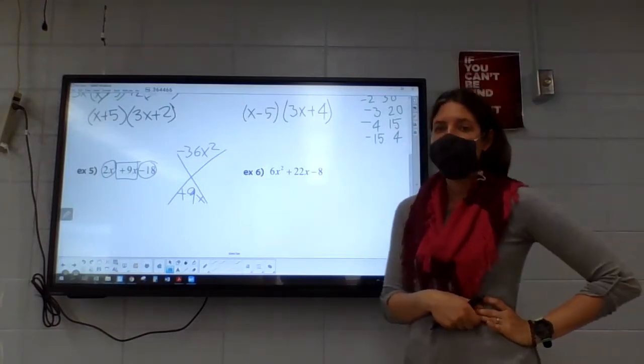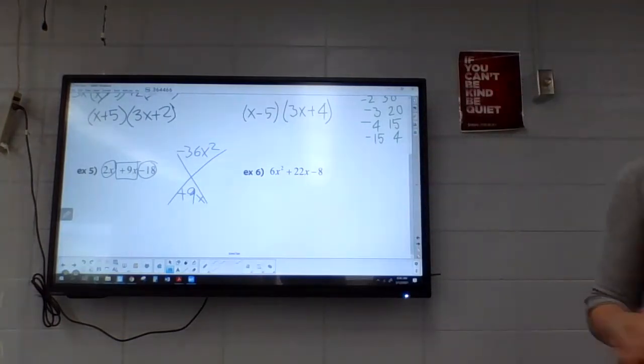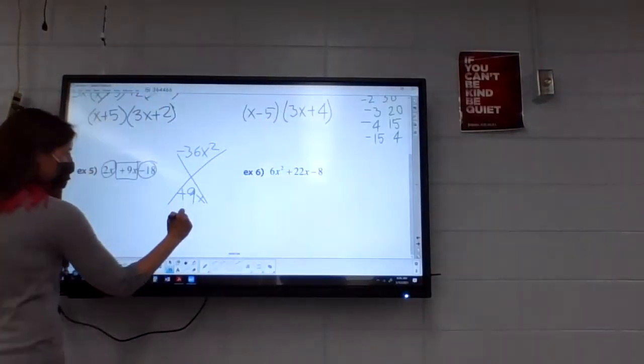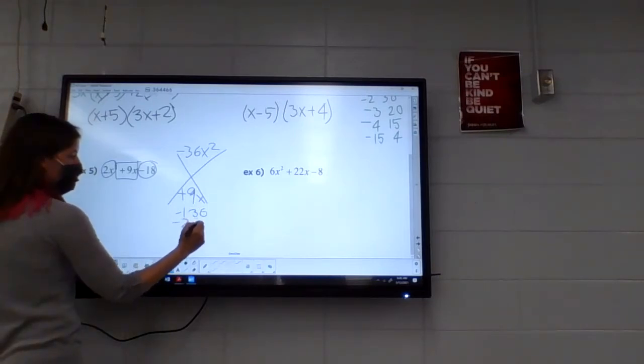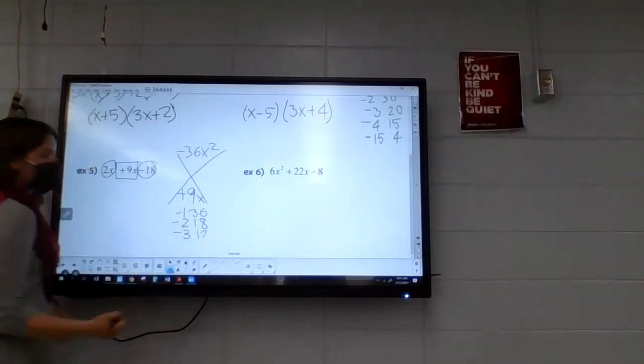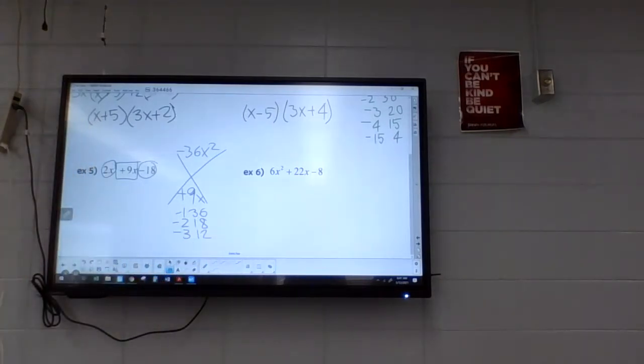Okay. Did you guys find something that multiplied to negative 36 but added to 9? I'll make my little list here. I think I found it. Right. Negative 3, positive 12 multiplies to give me negative 36, but adds to give me a positive 9. Do you guys have a preference which one I put first? You want to put the negative 3 first or the 12 first? It doesn't matter. The 12.